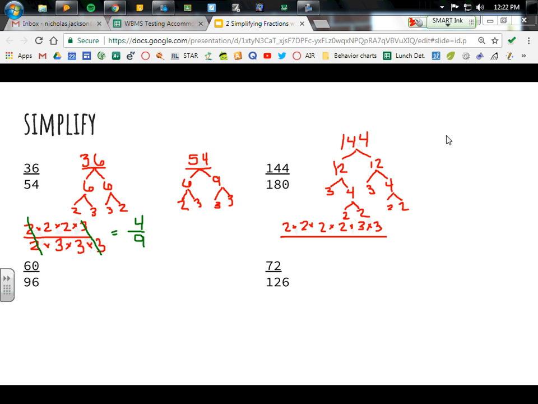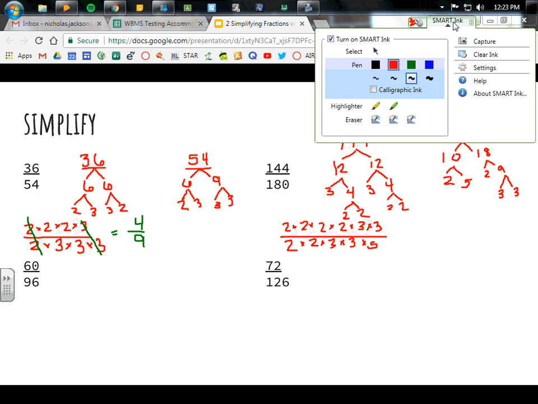All right. 180. We can factor that. Let's do 10 and 18. 10 can factor down into 2 and 5. And 18 can factor to 2 and 9. And of course, 9 can factor into 3 and 3. So the prime factorization of 180 would be 2 times 2 times 3 times 3 times 5.